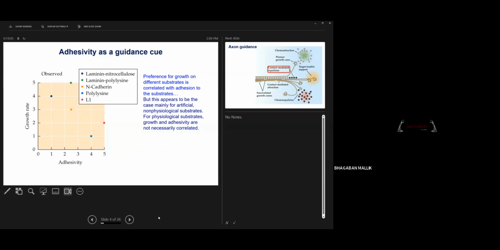So here I will say the best will be N-cadherin. You can see that it has moderate adhesivity and also the growth rate is moderate. So N-cadherin might be the ideal substrate for axon guidance. This is something you can remember, N-cadherin. But these are the different substrates people have used to show how substrate can modulate axon guidance.